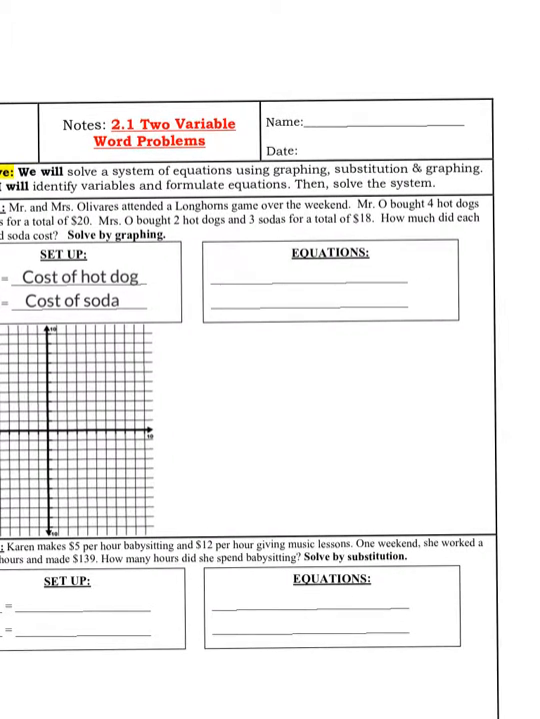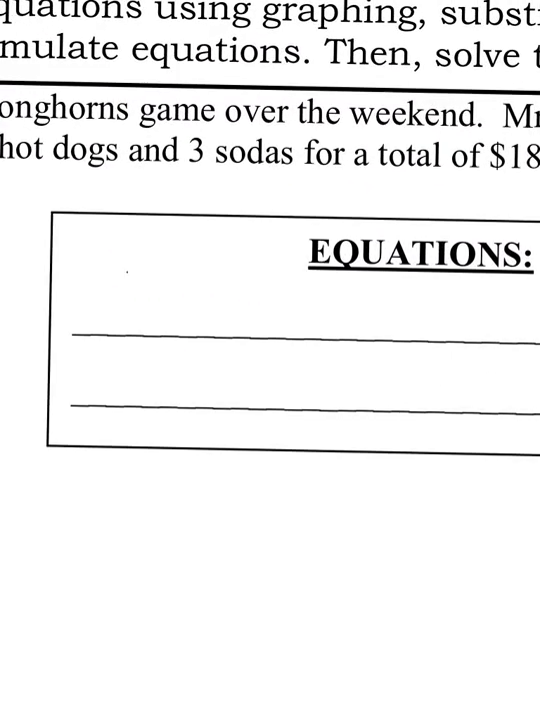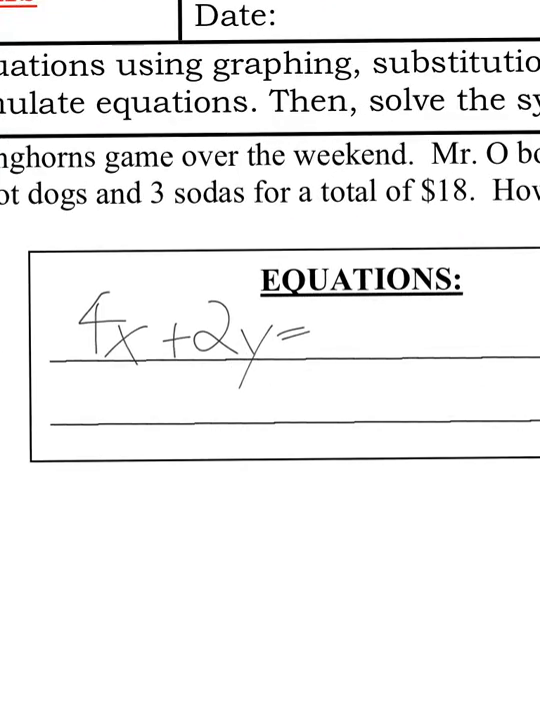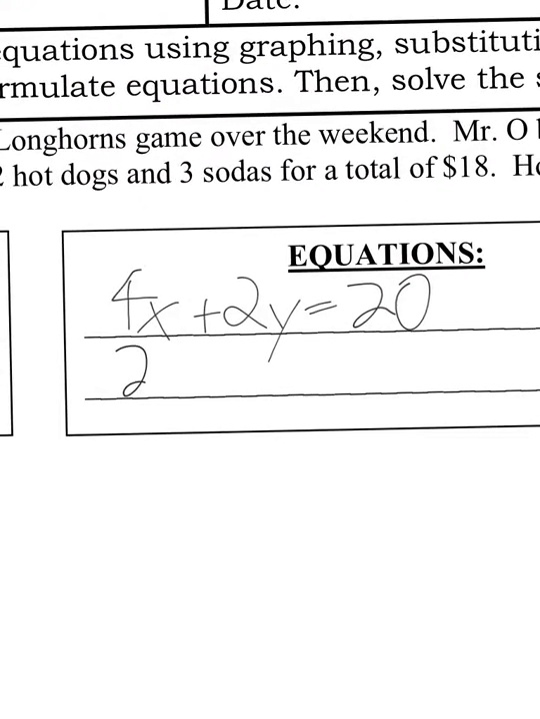Now, since they each bought their own combination of hot dogs and sodas, you're going to have 2 equations. You're going to have an equation for Mr. O. He bought 4 hot dogs and 2 sodas. So I can say 4x plus 2y equals, how much did he spend on those? He spent 20 bucks. So 20. And then Mrs. O bought 2 hot dogs and 3 sodas for $18. So 2x plus 3y equals 18. All right? So I have my 2 equations.